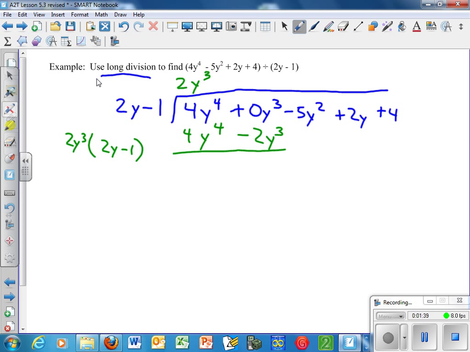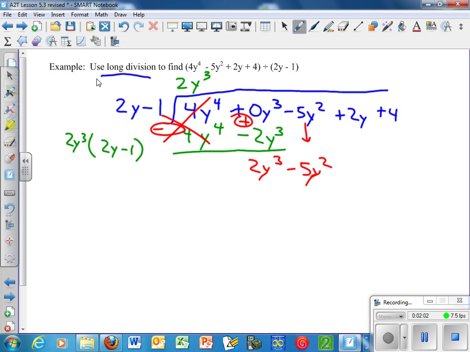Okay, I'm going to subtract. How we deal with that in long division, change to the opposite sign. So this becomes a minus, this becomes a plus. That drops out. 0y cubed, which we filled in there because we were missing our y cubed term, plus 2y cubed ends up being 2y cubed. Carry down your minus 5y squared, the next term. Okay, repeat the process over again.